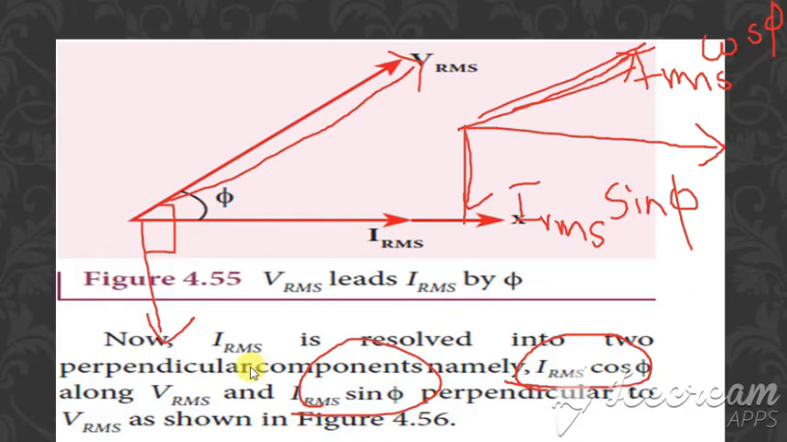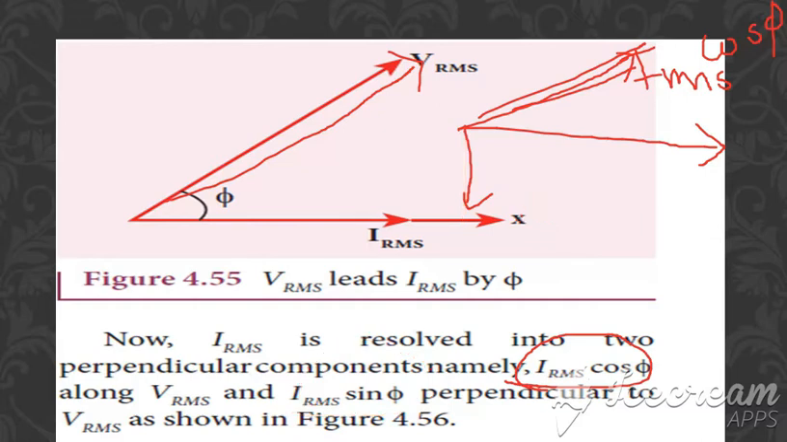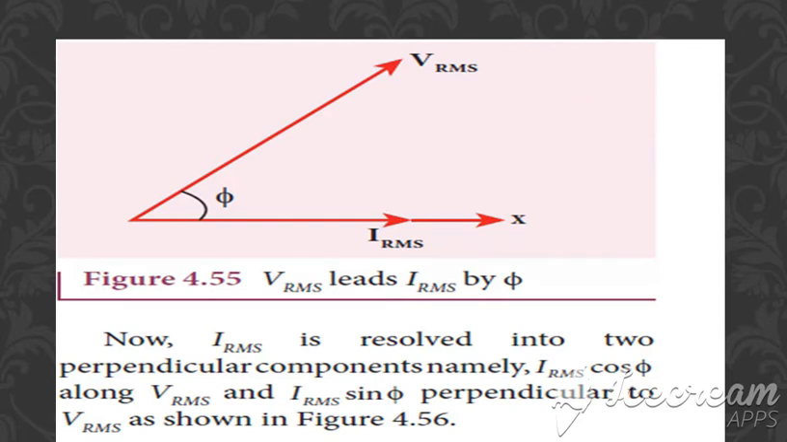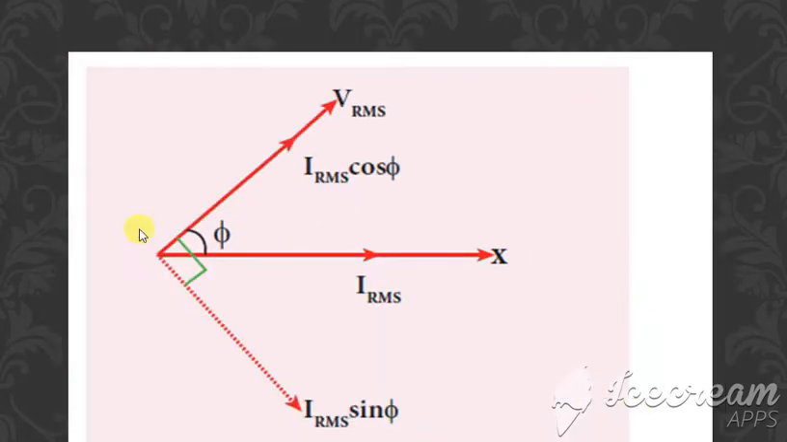Okay, so these are the two components in which IRMS is split. IRMS is split into two components, IRMS cos phi and IRMS sin phi. Clear? One value is along VRMS and the other value is perpendicular. So this is how the diagram is. This is IRMS, with cos phi on this side and sin phi on this side.